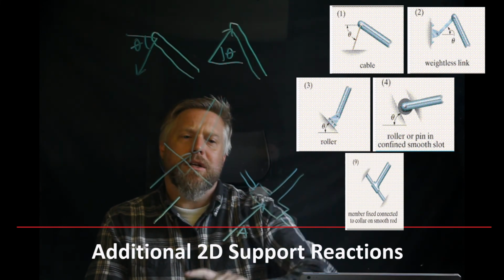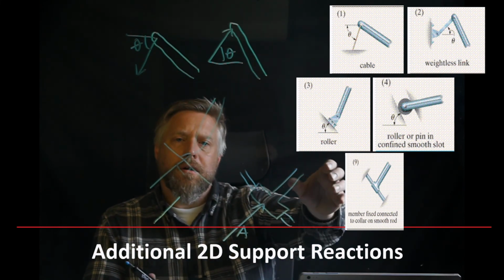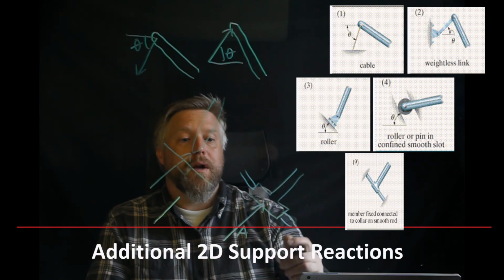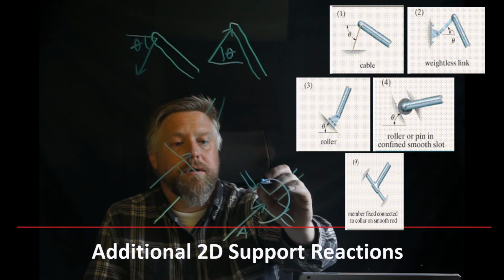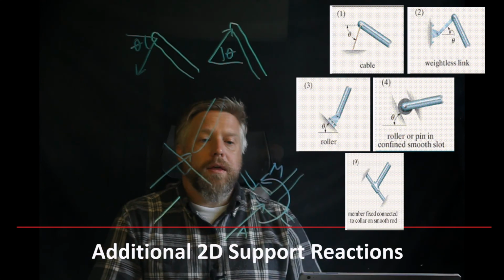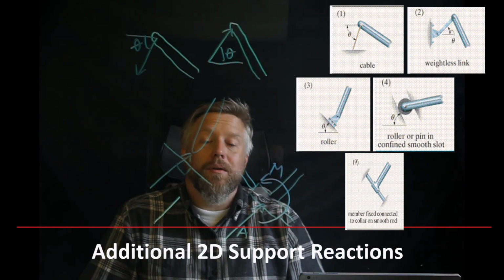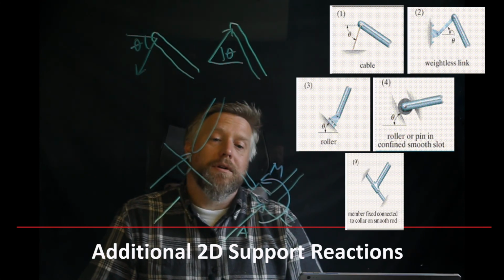But how about rotation? Can I rotate this? No, if I tried to rotate that, it wouldn't go. So I have to make sure that I have a moment reaction as well, and I'm going to draw that moment reaction in the positive direction. And then I'm going to use my equations of equilibrium to figure out if the magnitude is positive or negative.